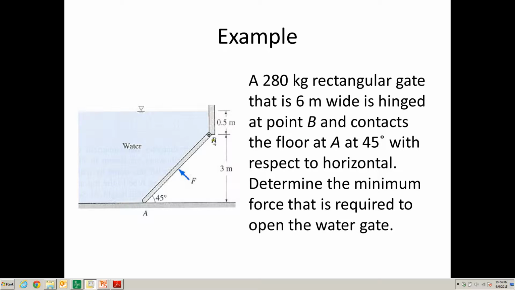This gate is hinged at point B right here, and it contacts the floor at an angle of 45 degrees with respect to horizontal. Water is contained or held back by this gate. And what we are to do is to determine the minimum force that will be required to open the gate.